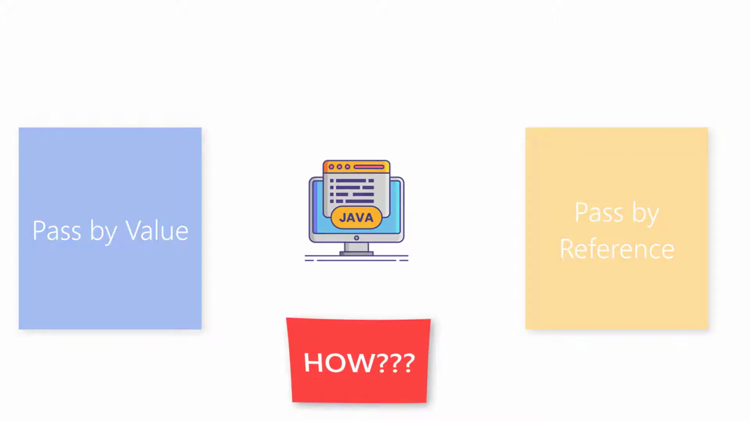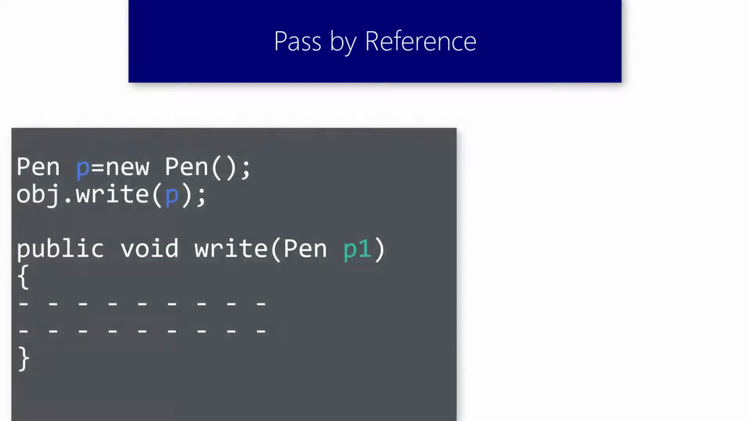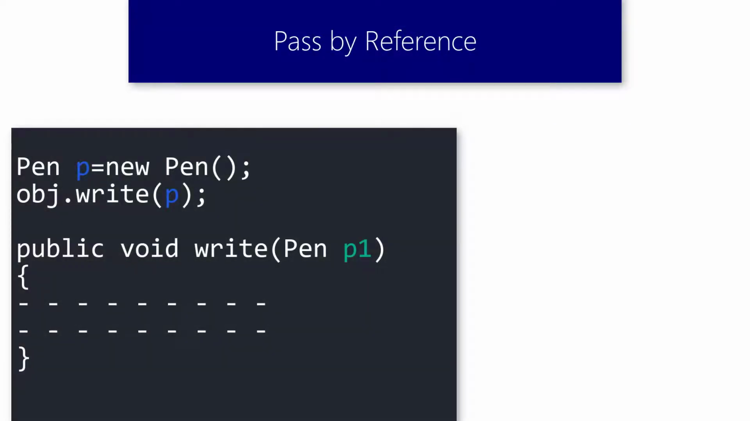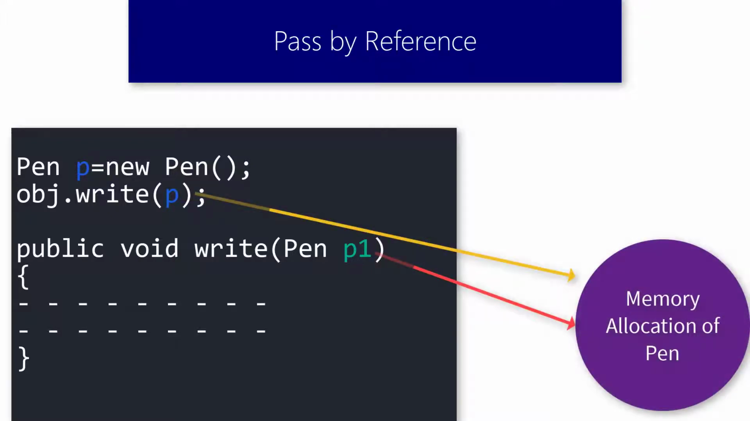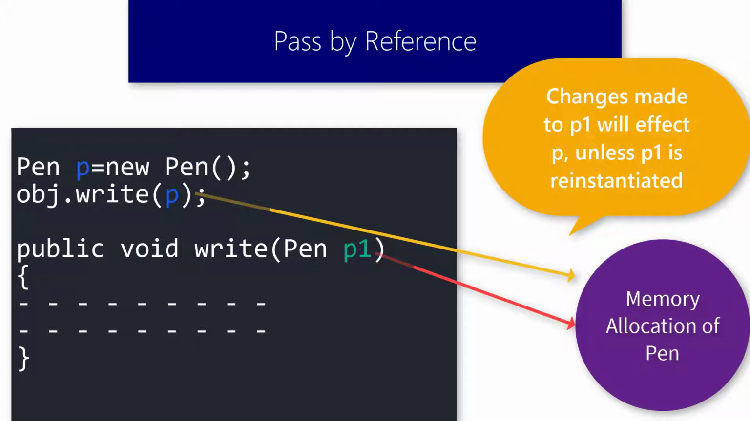When you pass an object variable, so basically you are doing Pen p is equal to new Pen and then passing the pen, it is actually making use of pass by reference. So what happens in pass by reference? The place from where it is called and the place where it is being sent both make use of the same reference. So whatever changes you make will be reflected, unless you reinstantiate it, which I'm going to show you in a simple example.